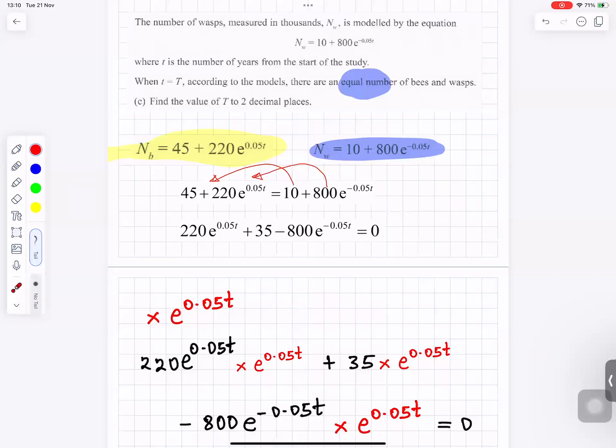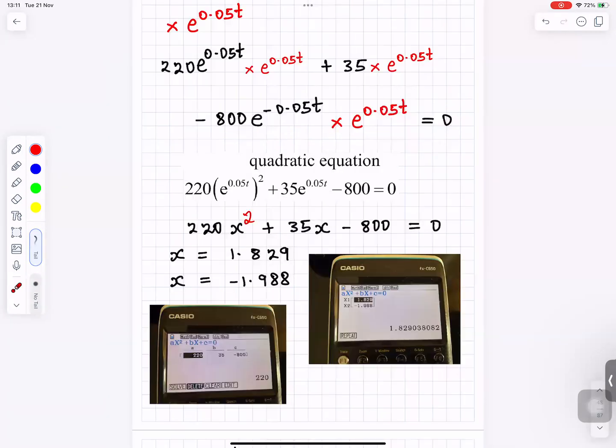The way to solve it, you multiply each one by e to the 0.05t. So you multiply all of them by the same thing. When you multiply that, this one will double, so you have e to the 0.05t squared. And then you have 35 e to the 0.05t. And for the 800, this would cancel with each other. So you just have 800. So you have a quadratic where e to the 0.05t is x. Solve the quadratic in your calculator, you get x is 1.89 and minus 1.89. That's the two answers there.